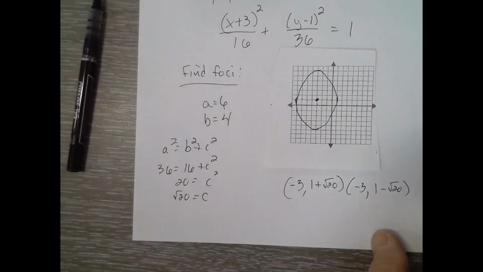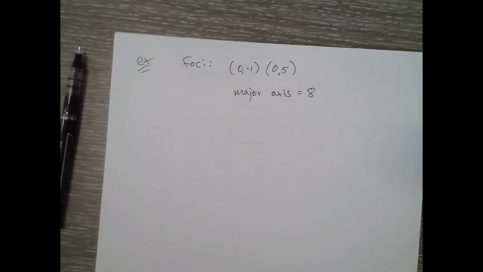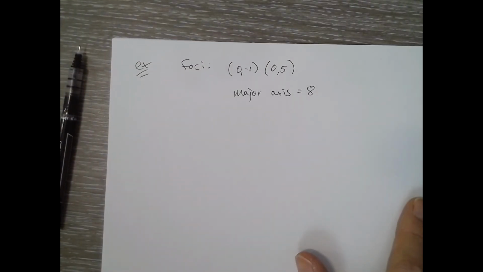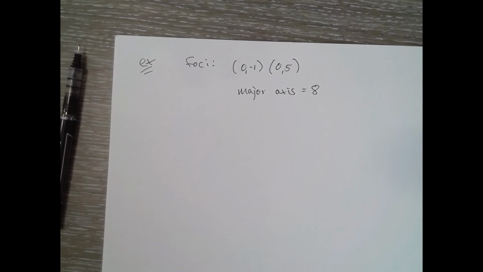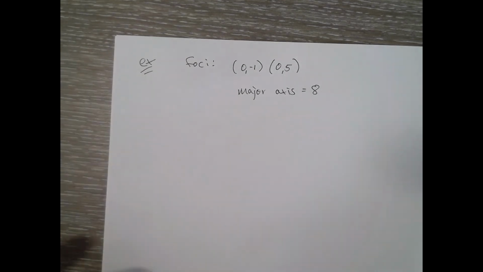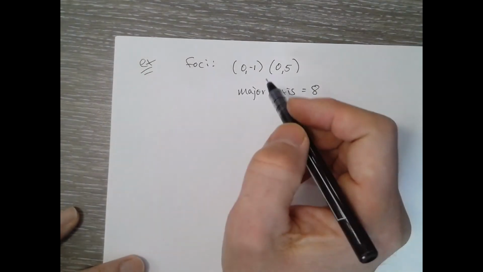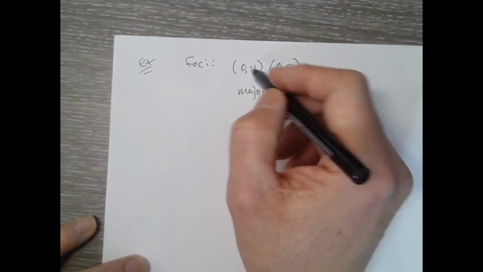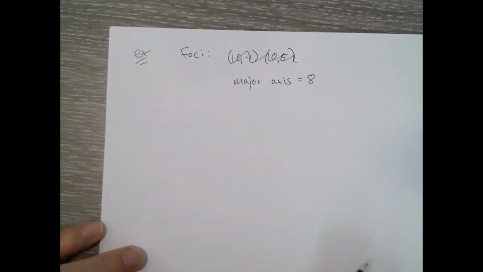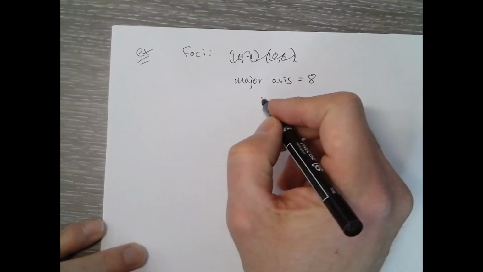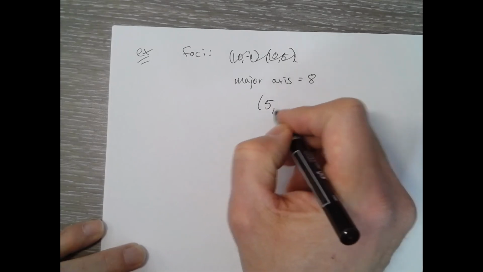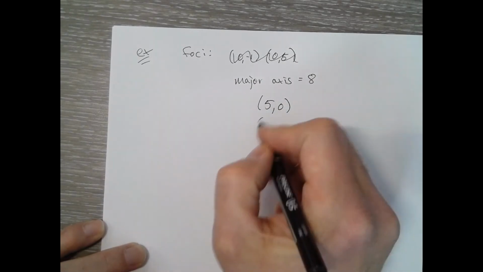All right, last problem. Is it going to be horizontal this time? 0, -1. No, it's another vertical. Should I change it? Should I make it horizontal? Yes. Does it feel prejudiced against all the verticals? Okay. So let's make a major axis 8. Let's say foci at 5, 0 and -1, 0.